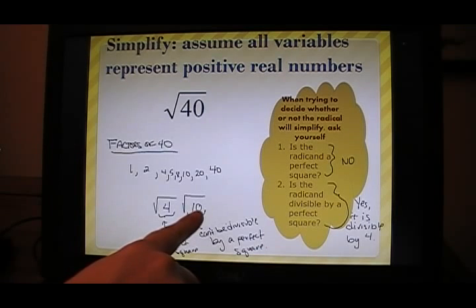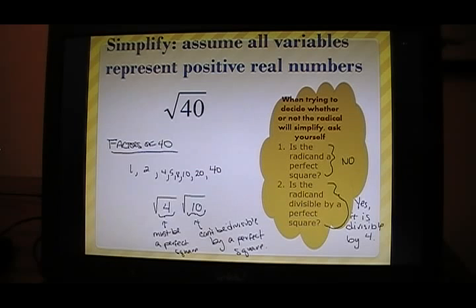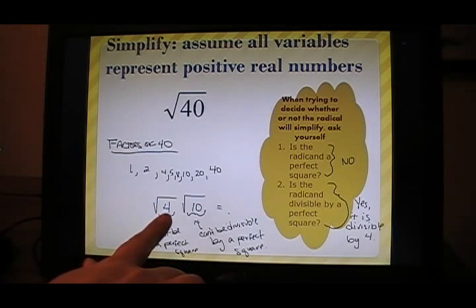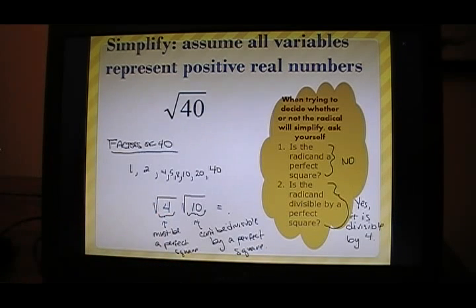Just to make sure that I found the largest perfect square, if we think about the numbers that 10 is divisible by, 1, 2, 5, and 10, 1 is a perfect square, but that doesn't count. So we cannot simplify that anymore. And 4 times 10 is 40. So now that we have this separated into the product of 2, now we can evaluate the square root of 4. What can I multiply 2 times to get 4? That number is 2. So the square root of 40 is equivalent to 2 root 10.